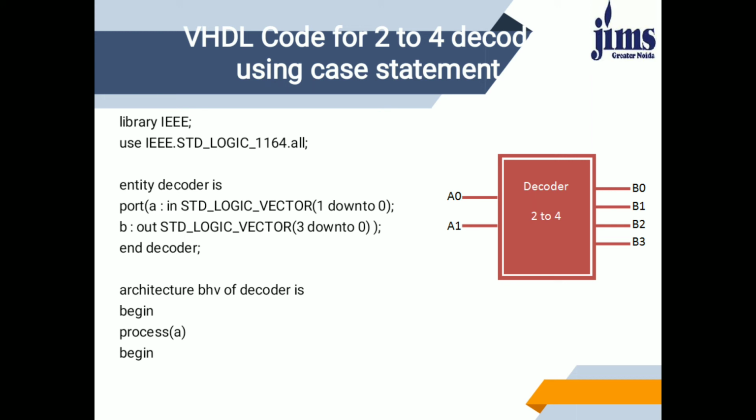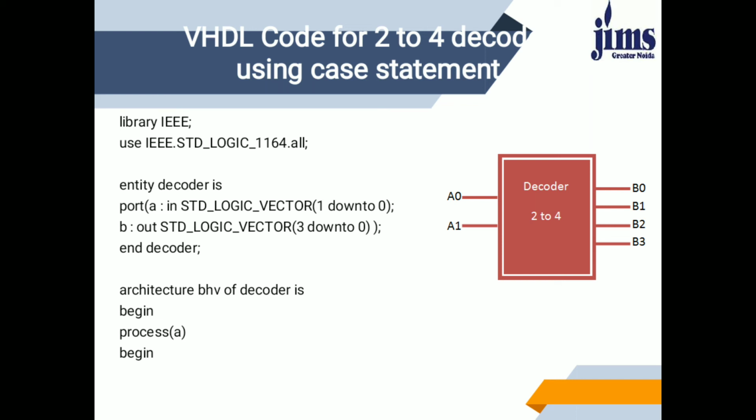Here there are 2 input ports, that means A (1 downto 0) is the vector kind, and B (3 downto 0) or 1 to 4 can be written. Whatever you want to specify, you can specify it. And then we will end this decoder.